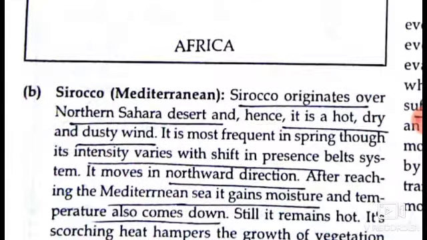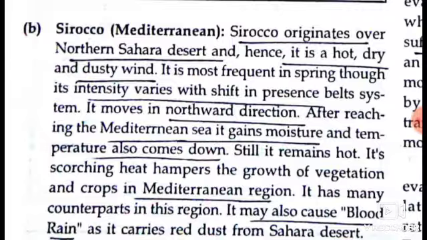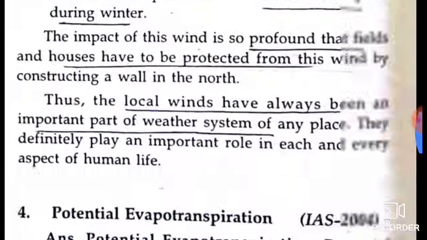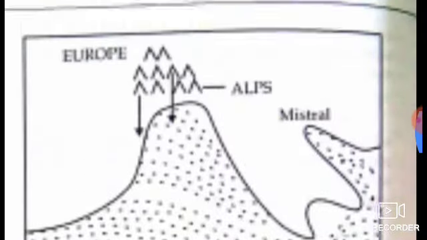After reaching the Mediterranean Sea, it gains moisture and the temperature also comes down. Still, it remains hot. Its scorching heat hampers the growth of vegetation and crops in Mediterranean regions. It has many counterparts in this region. It may also be called blood rain, as it carries red dust from the Sahara Desert.